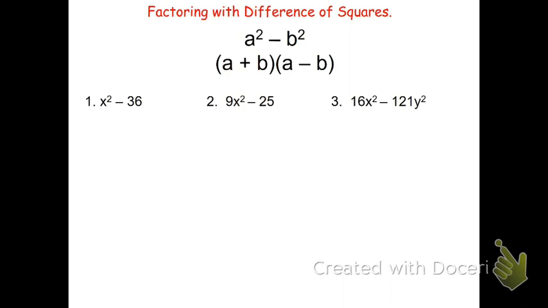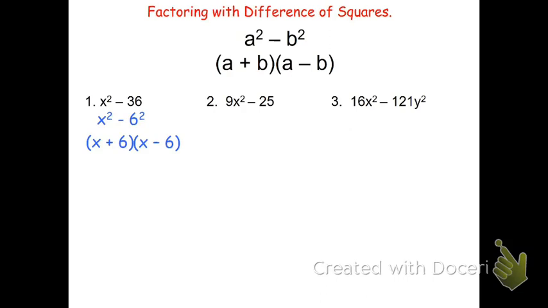In number 1, we have x squared minus 36. Now 36 doesn't look like a perfect square, but it is. 36 is really 6 squared. So I have x squared minus 6 squared. Using the pattern above, I can rewrite it. X squared minus 6 squared can be rethought as the quantity x plus 6 times the quantity x minus 6.